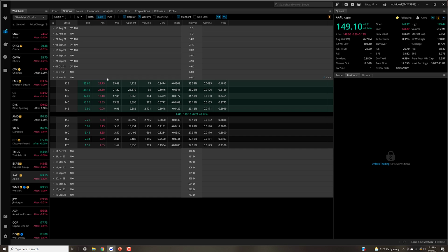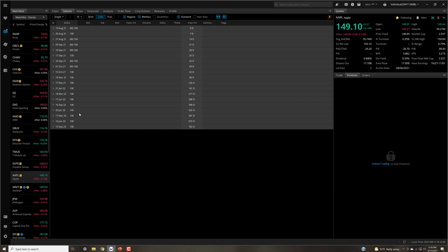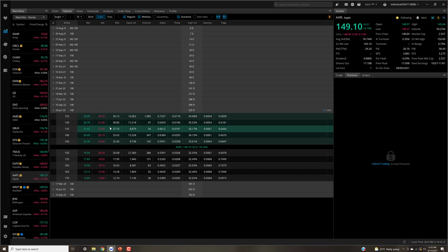So you go out to November. You can go out even further. But let's say you want to be on the really safe side, and you go out to January of 2023, which is basically called a leap option. Leap options are basically 6 months or more of a contract. It's just a term used. It's basically saying that you're using this for the long term.